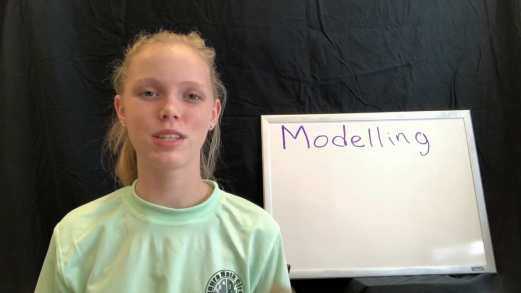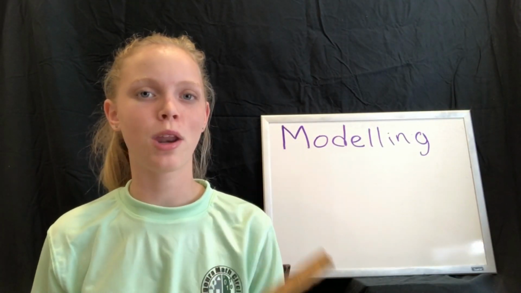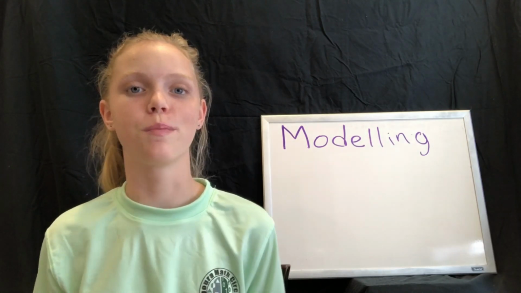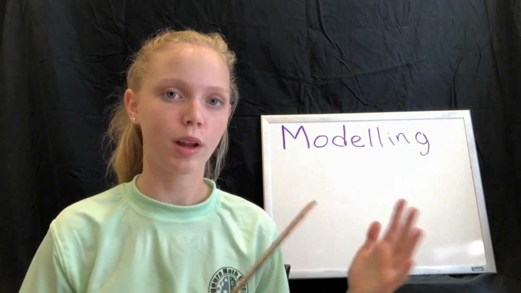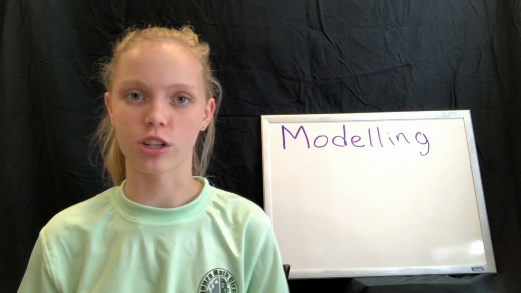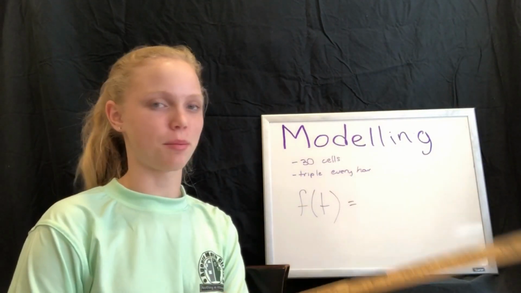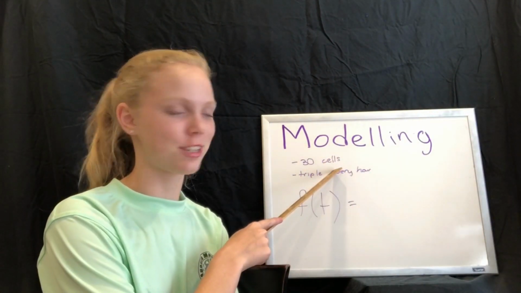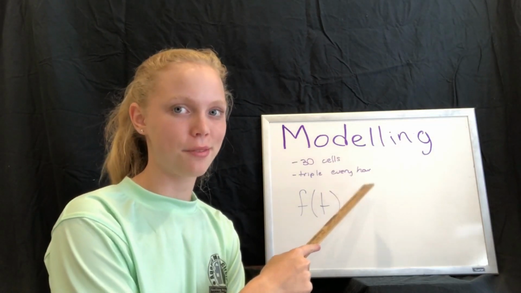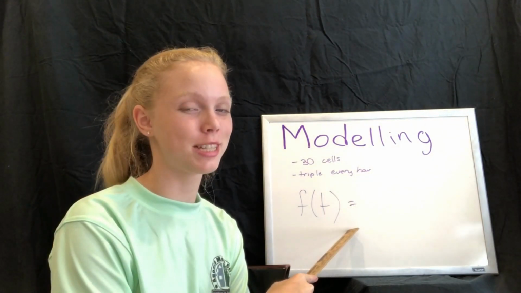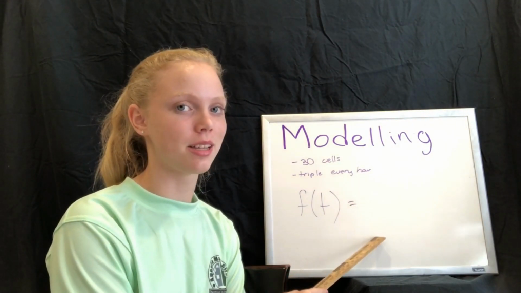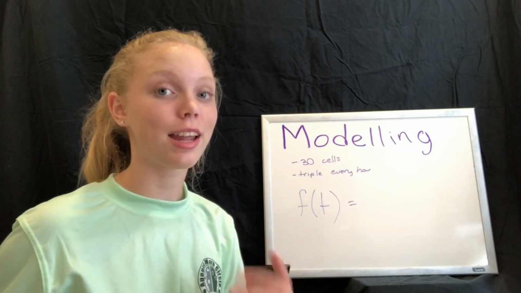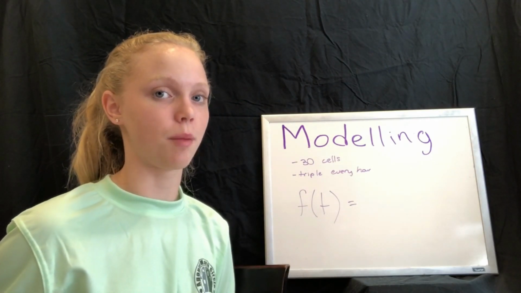The last topic of the day is modeling. It's quite a quick topic too. All I'm going to do is show you how to make predictions about the real world using exponential equations. Okay, let's look at a quick example. We have 30 cells in a petri dish. They triple every hour, and we need to find a function of t time that's going to tell us how many cells are in the petri dish at any given time.